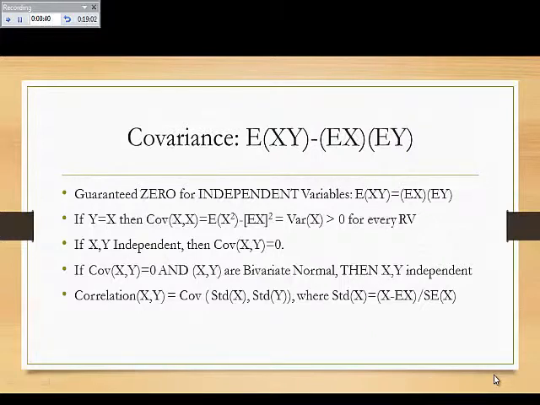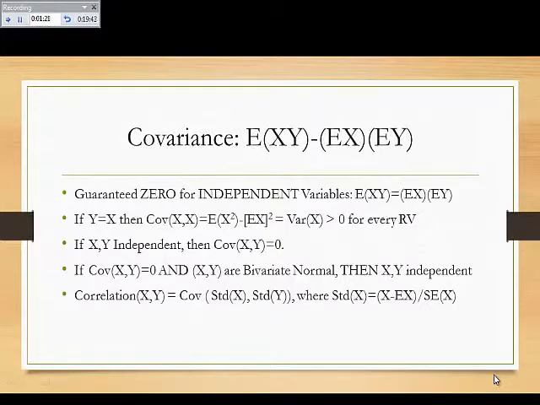Now, one important aspect of the covariance formula is, what is the covariance of x with itself? Well, if you just look at the formula, covariance of xx is E[X squared] minus the square of the expected value, which is just the variance of x. And that's greater than 0 for every random variable if it's random. Otherwise, it can also be 0 if it's not random. So the covariance of x with itself is the same as the variance of x. If x and y are independent, then the covariance is 0.